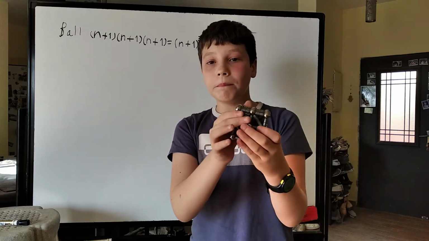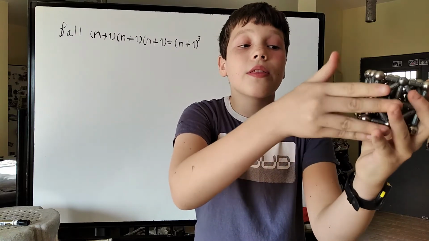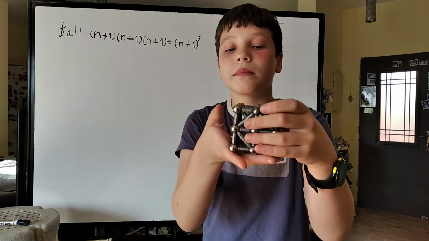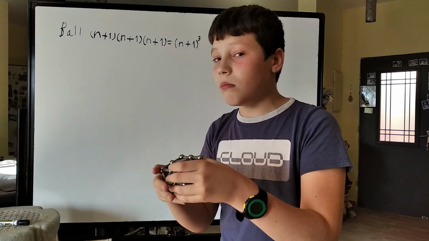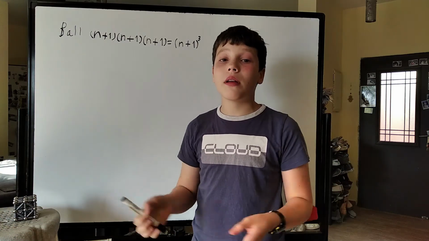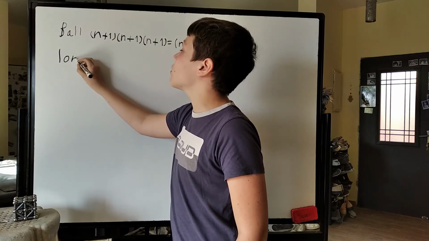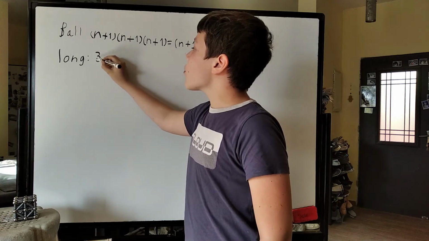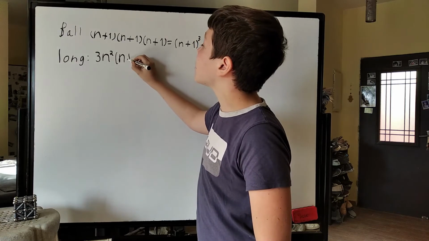But then we have 3 directions that the layers can go. There's this, this, and this. So we have 3 total directions, and because of the symmetry, they're all the same. So we multiply by 3. For the long line piece, I'll just write long: we have 3 times n squared times n plus 1.